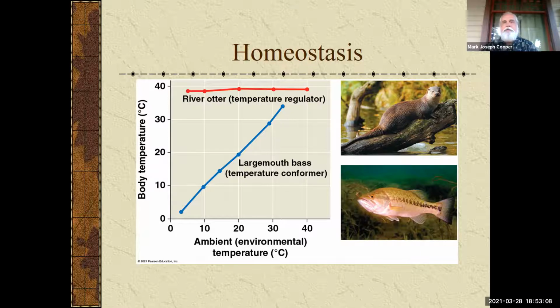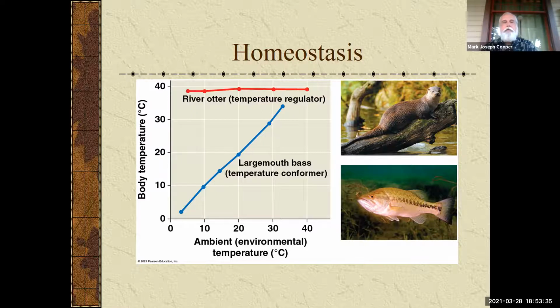So we have some terms, regulators and conformers. So the river otter would be considered a temperature regulator because it, like us, has a constant body temperature. You know, ours is 100. I'm sorry, it should be 98.6. Hopefully it's not over 100. Yeah, more or less. And then so here, river otter, I'm not sure what their body temperature is, maybe a little higher than ours.